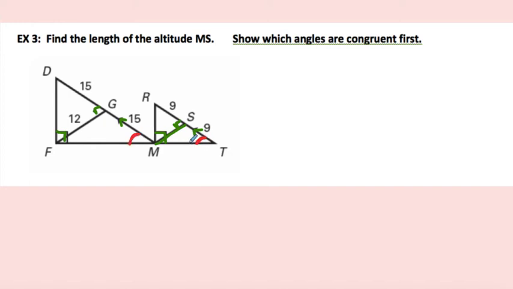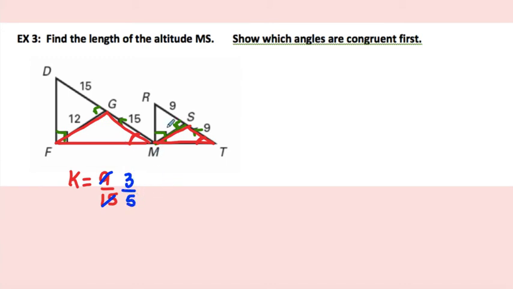So now I can actually see that this triangle and this triangle are similar. So I can write my scale factor. I can say 9 over 15. I went from small to large. I'm going to simplify that to 3/5.